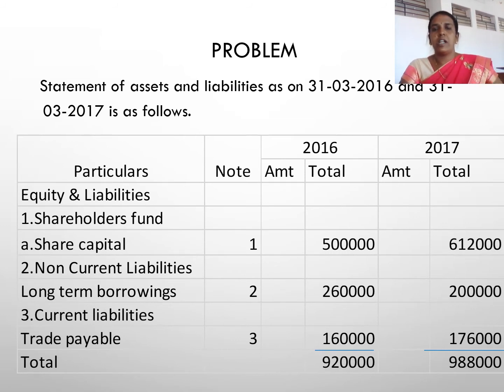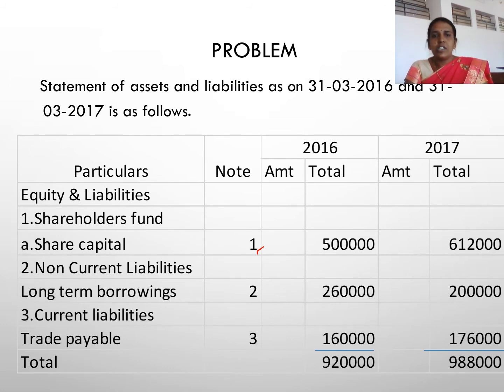Statement of assets and liabilities as on 31st 3 2016 and 31st 3 2017 is as follows. Statement of assets and liabilities is provided to you, that is balance sheet in vertical format. So see, first heading of a liability side is equity and liabilities. In that first one is shareholders' fund, in that share capital. To see what are the components of share capital, you have to see note number 1. The total amount of share capital is 5 lakh rupees and rupees 6 lakh 12,000 in 2017.